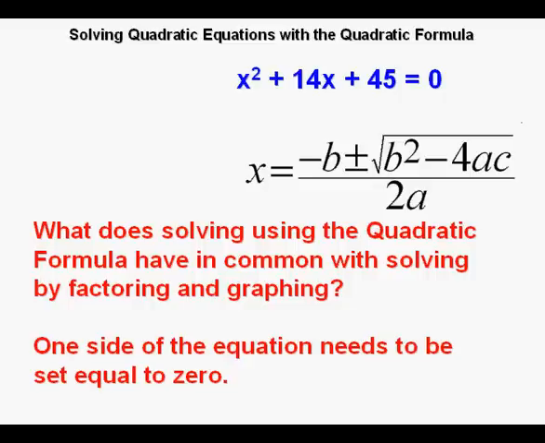Solving quadratic equations with the quadratic formula has one thing in common with solving by graphing and solving by factoring, and that is, to start, the equation must be solved for 0 on one side of the equation. If it's not already solved for 0 on one side, it needs to be solved for 0 on one side of the equation.